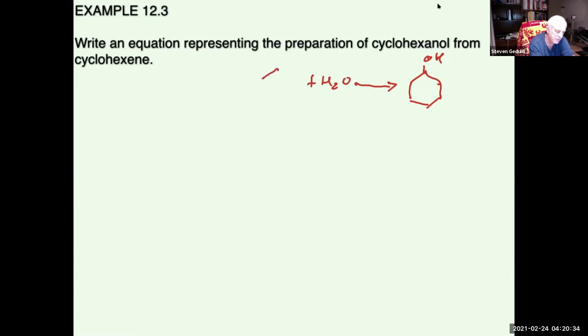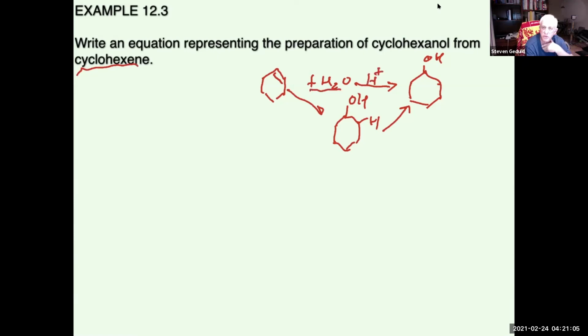You have to have the shape, and you've got to have a double bond for the water to attack. This double bond opens up to form an OH and an H, which is that compound. So the starting material is cyclohexene, and it even gave it to you right here. So cyclohexene plus water in the presence of an acid catalyst goes to cyclohexanol.